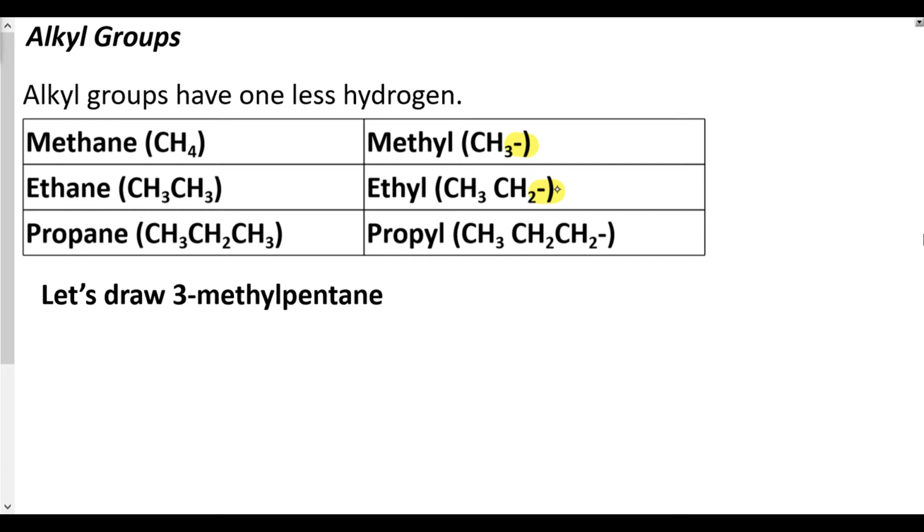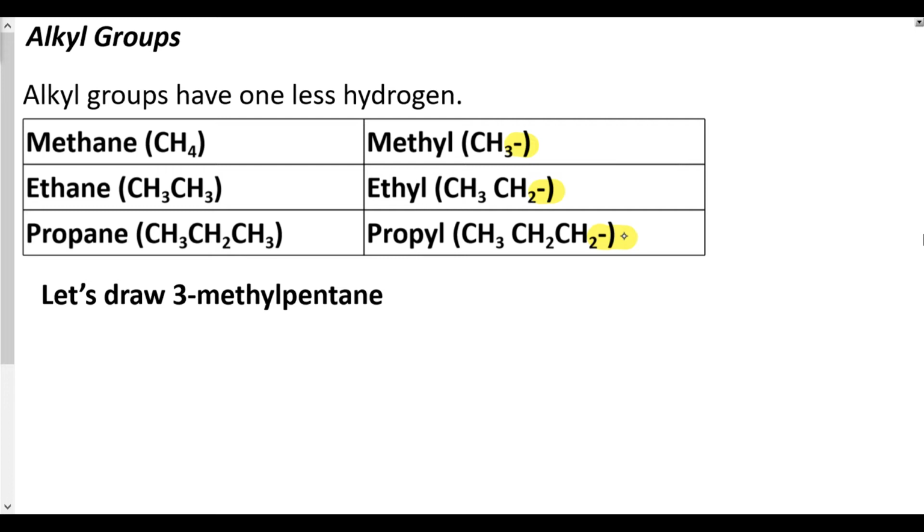So for the 1 hydrogen that is missing, we're going to have an open bond that can be used to join this ethyl group to a different carbon chain. Propane has 3 carbons and 8 hydrogens. A propyl group has the same 3 carbons, but instead of 8 hydrogens, we're going to have 7 hydrogens. Where the hydrogen is missing, we have an empty bond, and that bond is going to be used to join the whole group into a new chain.